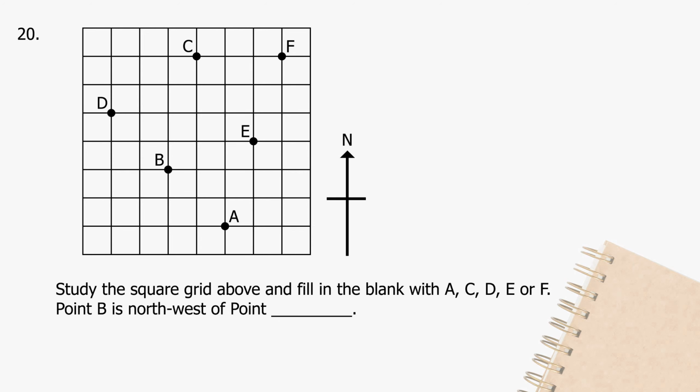Question 20. Study the square grid above, and fill in the blank with A, C, D, E, or F. Point B is northwest of point blank.